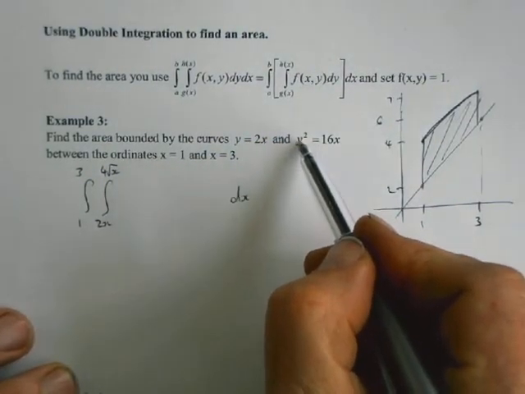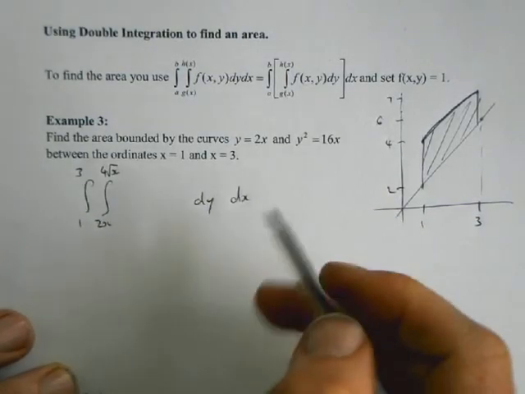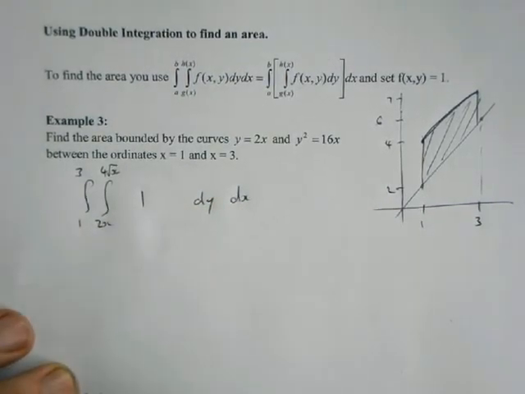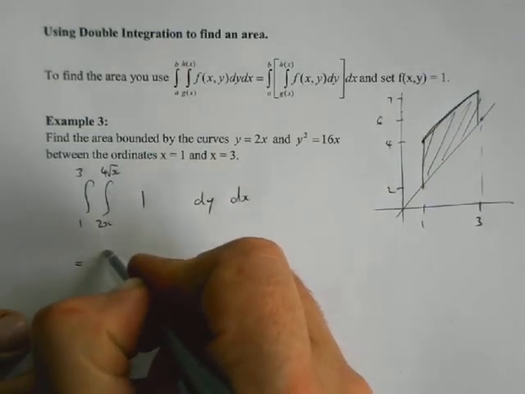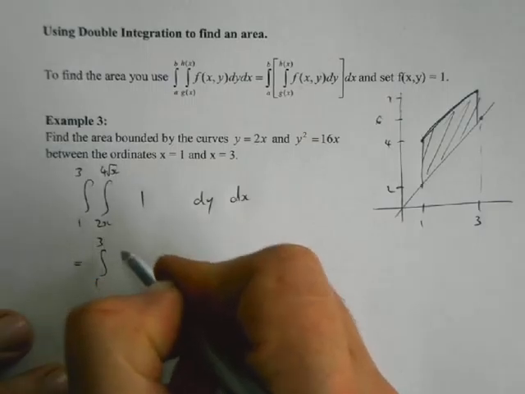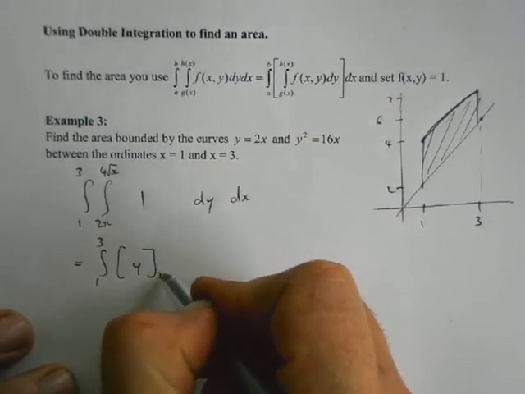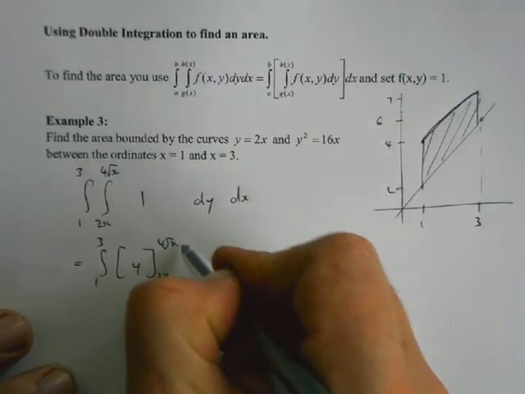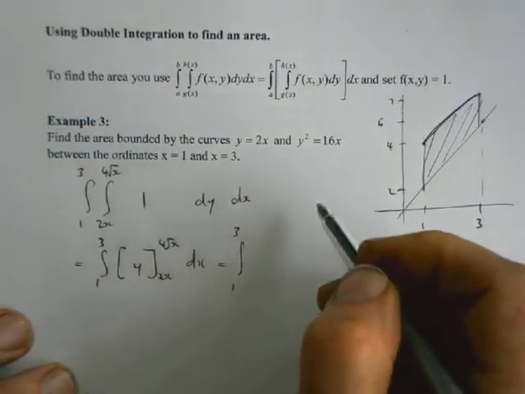Okay, we have to get this in terms of y. And then that's dy, and the function we're interested in is just the function 1, so it's got a height of 1 right across it. So we can go ahead and do this. This is pretty straightforward. If we integrate 1, we just get y between 2x and 4 root x, dx, from 1 to 3.